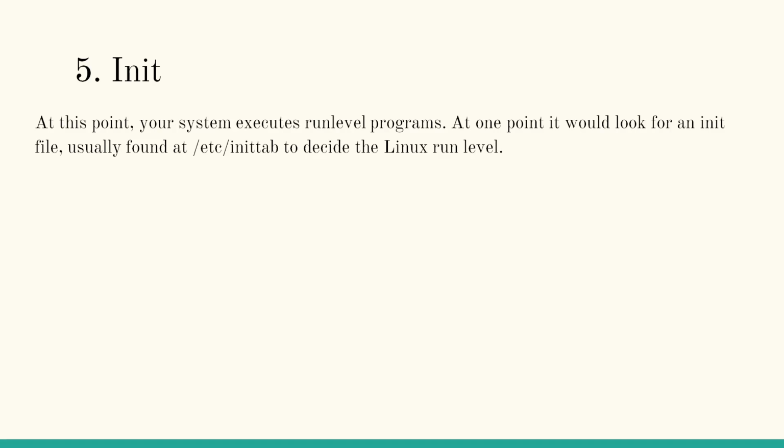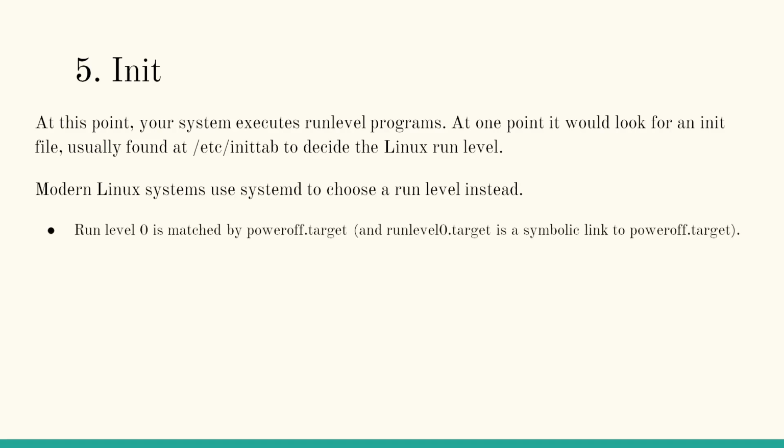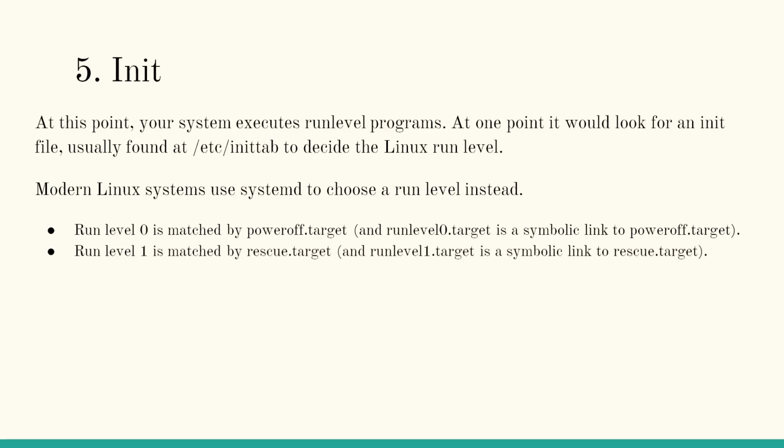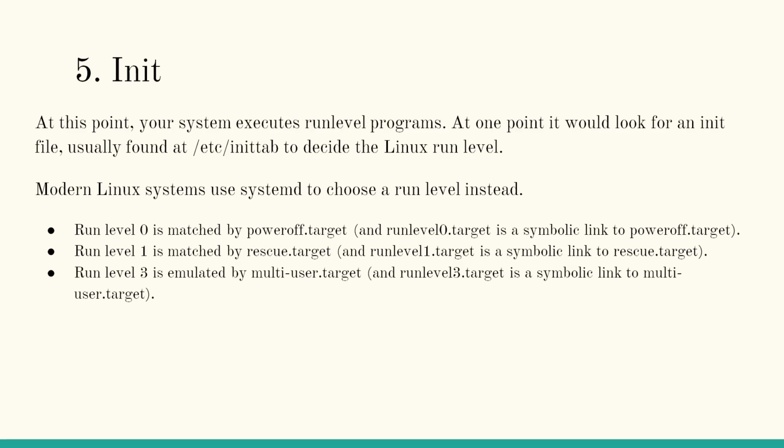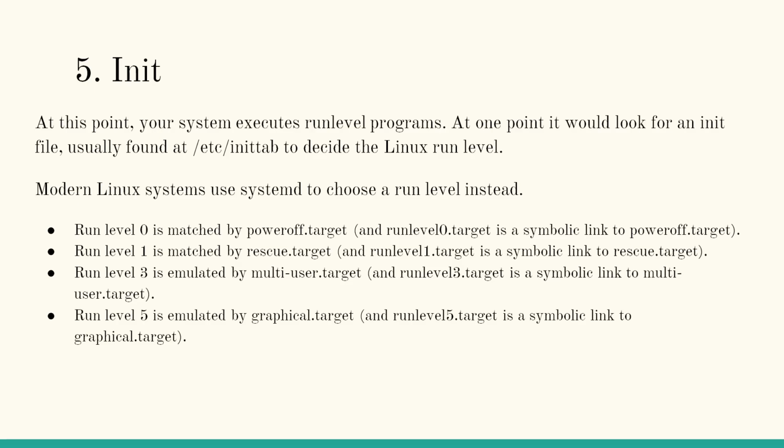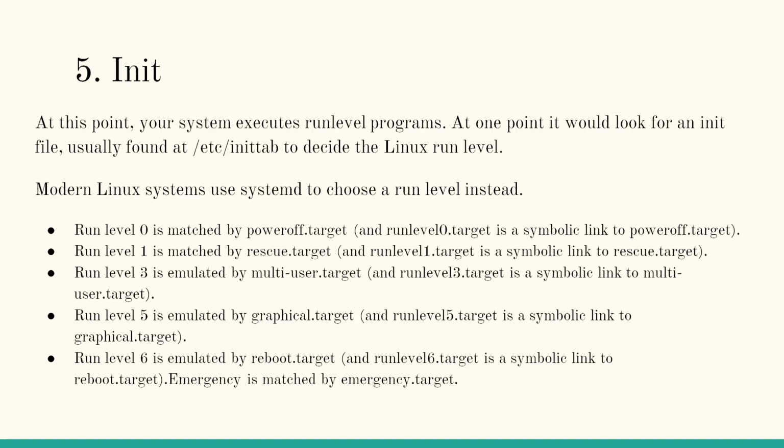The init. At this point, your system executes run level programs. At one point, it would look for an init file, usually found at /etc/inittab, to decide the Linux run level. Modern Linux systems use systemd to choose a run level instead. Run level 0 is matched by the poweroff target, and runlevel0.target is a symbolic link to the poweroff target. Run level 1 is matched to the rescue target. Run level 3 is emulated by the multi-user target. Run level 5 is emulated by the graphical target. Run level 6 is emulated by the reboot target.